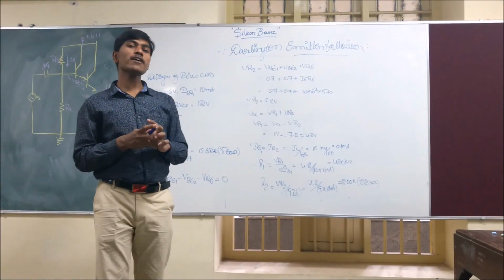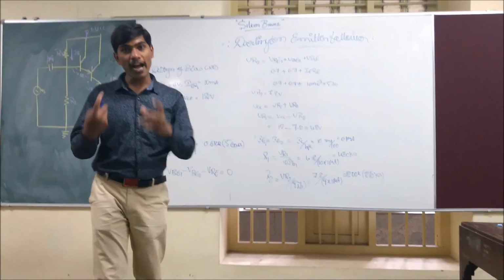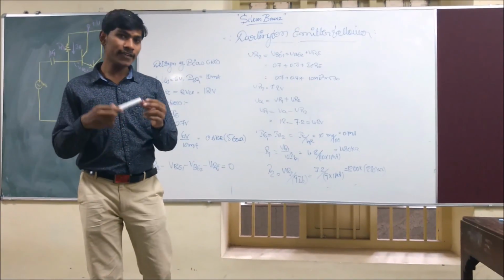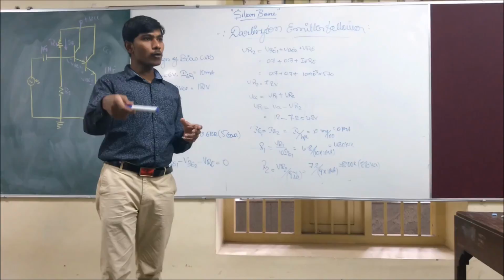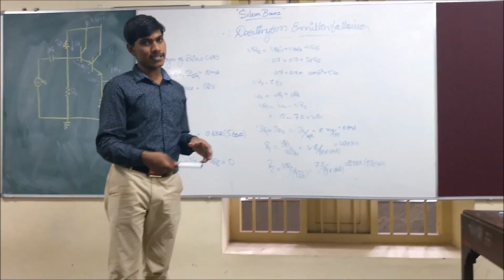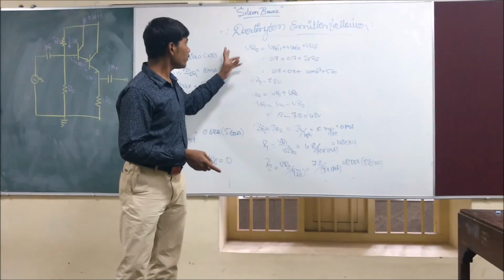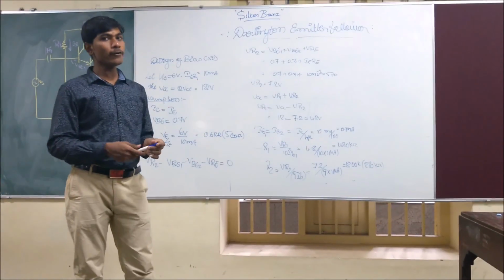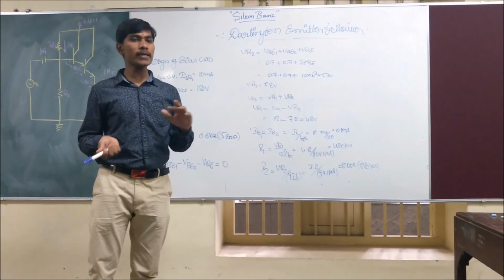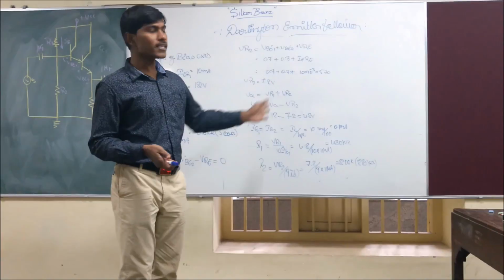The input impedance of this amplifier is very high and the output impedance is in terms of tens of ohms. So that's why we use this amplifier. Whenever we convert high impedance to low impedance, we use this amplifier.